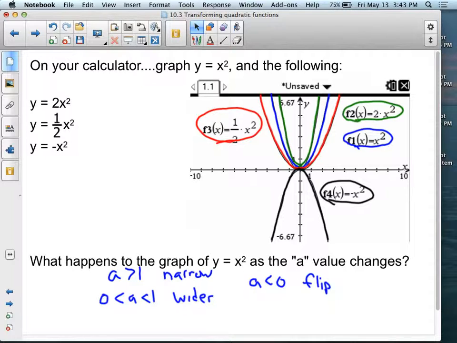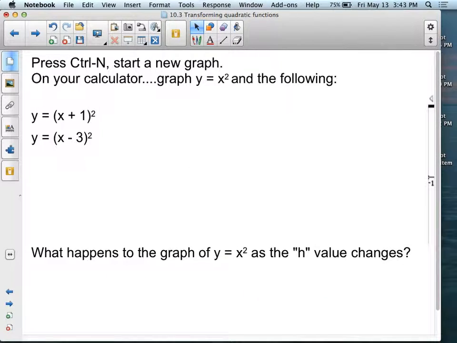Well, let's keep going. Let's go back to our calculator. Let's start up a new graph. Again, graph y equals x squared. We're always comparing to that one. And then graph these two. Hit pause, sketch your graphs, and then we'll talk.